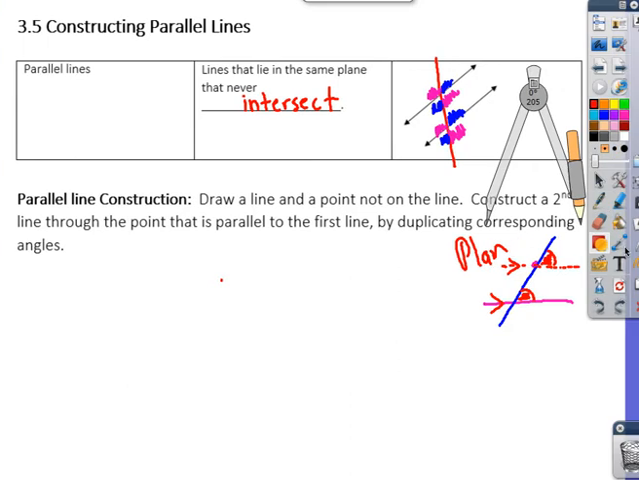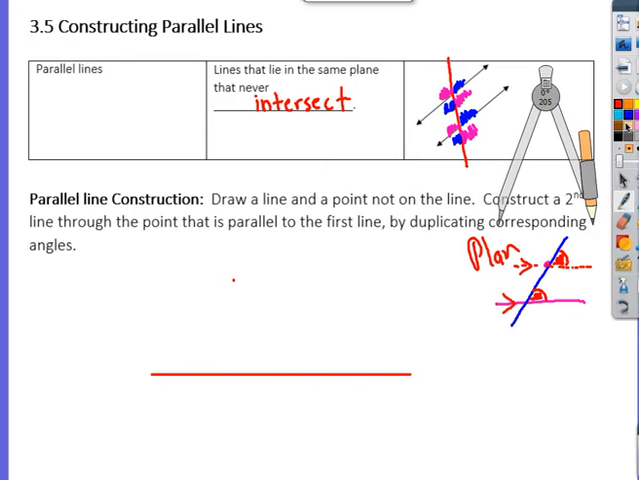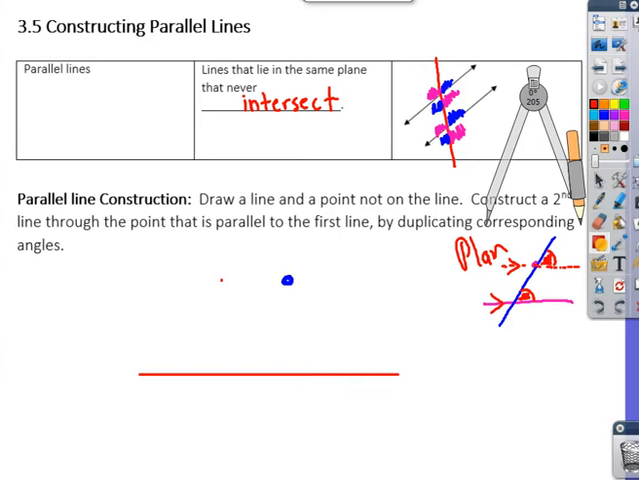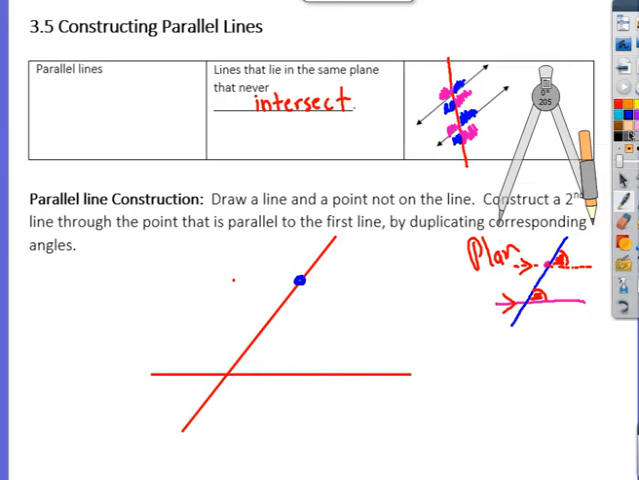So what do we do? What do we do with every single first one of these constructions? We draw a base. Now in this case, after the base, we draw a point that is not on that line. And then we draw a transversal that goes through the point and the line. And our goal is to duplicate this angle right there. That's our goal. I'm erasing that because that's what we're going to do.